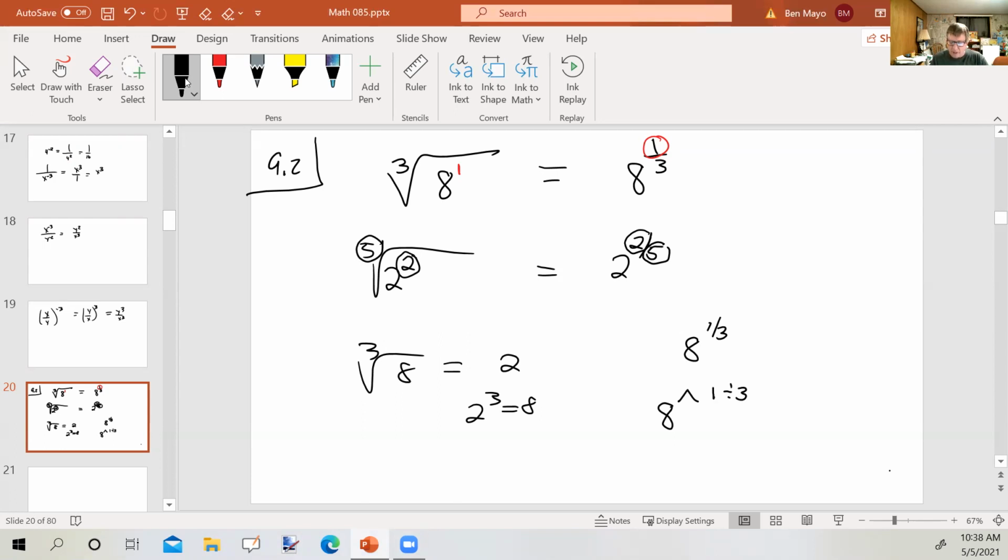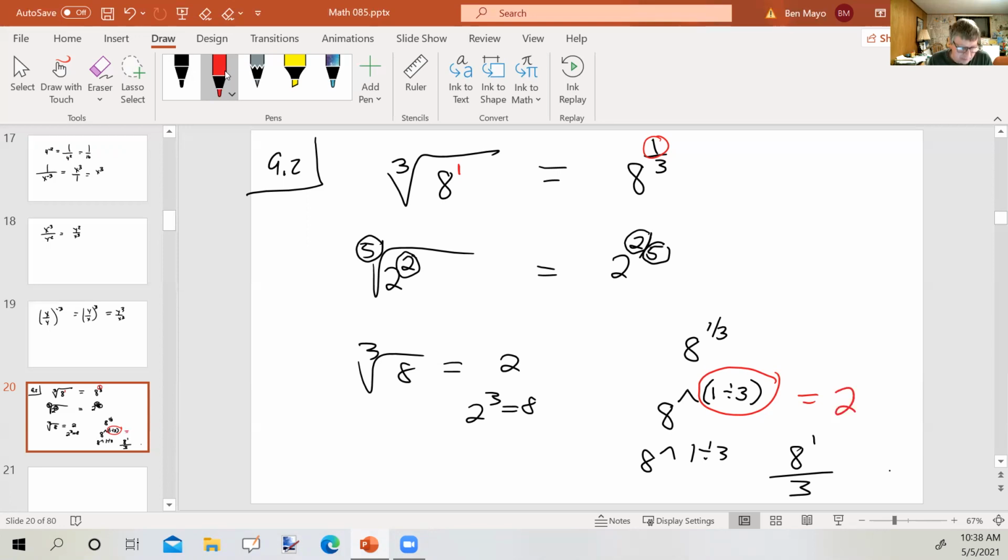But we need to be careful. We need to put parentheses around the exponent, because if we don't, if we just write this, the calculator thinks you've got 8 to the 1 power divided by 3. You need to tell the calculator that that entire quotient is the exponent. So again, I've got 8 raised to the parentheses 1 divided by 3 power. And if we do that correctly, we should get an answer of 2.